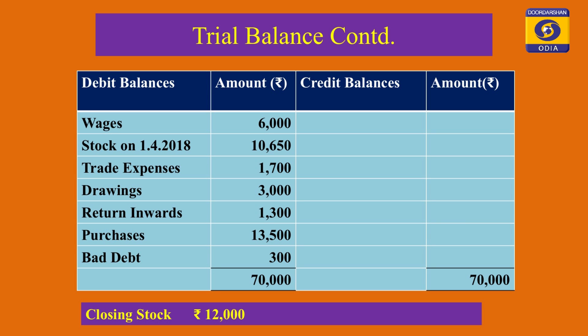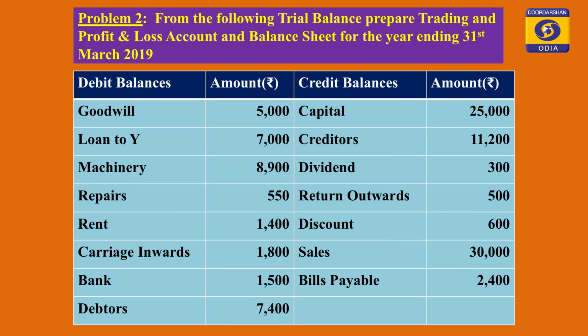Now let's have a look at the credit balances. The credit balances given to us is capital 25,000, creditors 11,200. Then we have dividend of rupees 300. Dividend is given on the credit balance, so please mark that. Then we have return outwards 500. Discount, it's given on the credit side, so credit balance, that is 500.